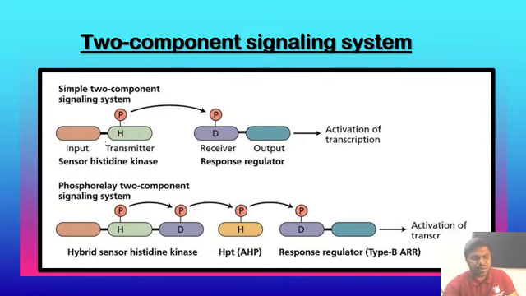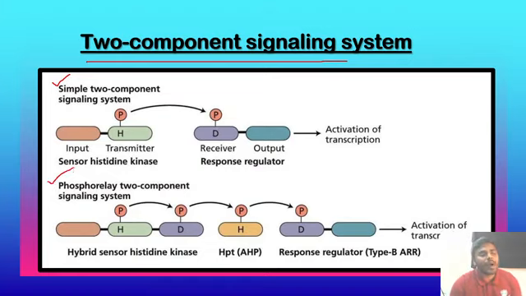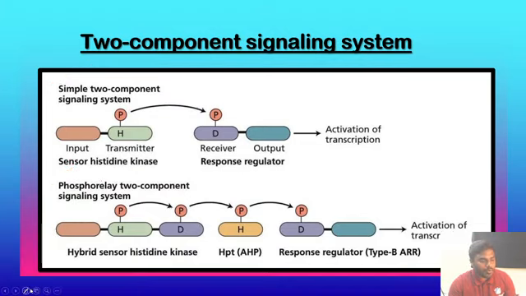Please try to understand. I will explain in a simple way. Just listen to me for 10 minutes continuously. Focus. There are two different types of 2-component signaling systems. One we call the simple 2-component signaling system. The second one we call the phosphorylated 2-component signaling system.